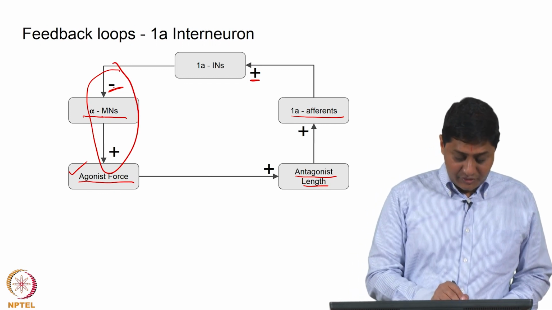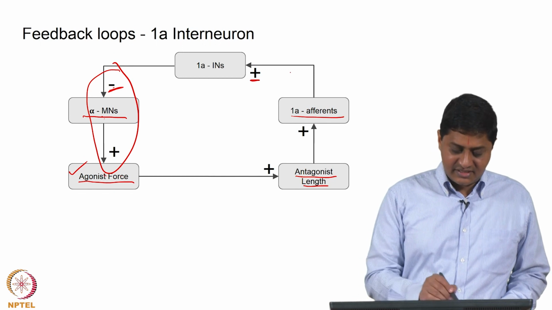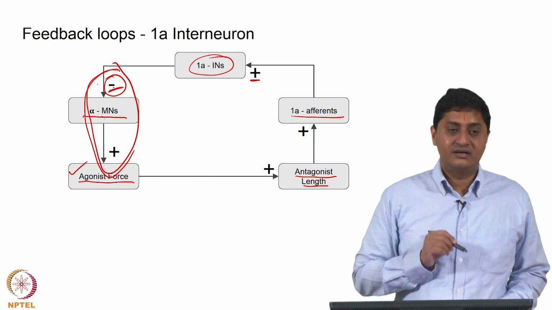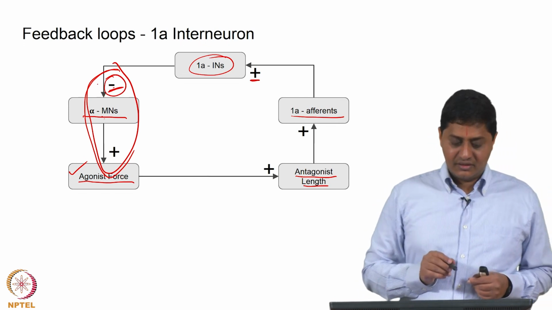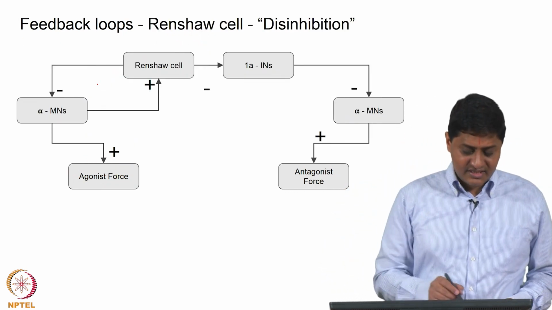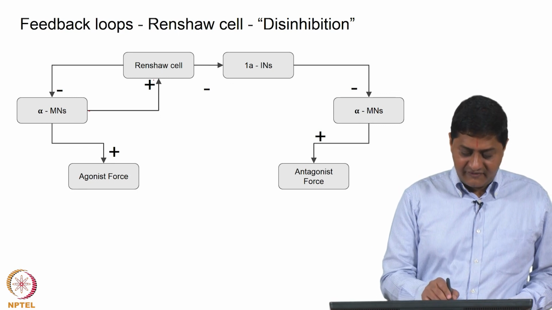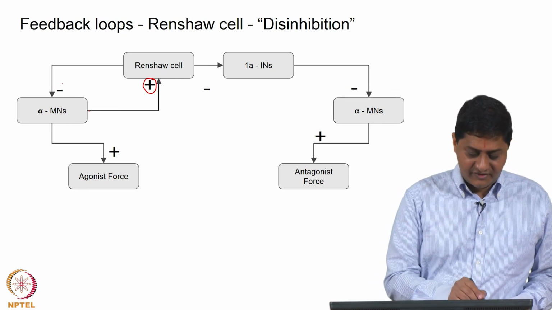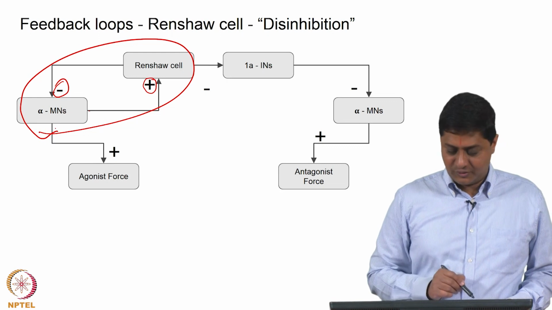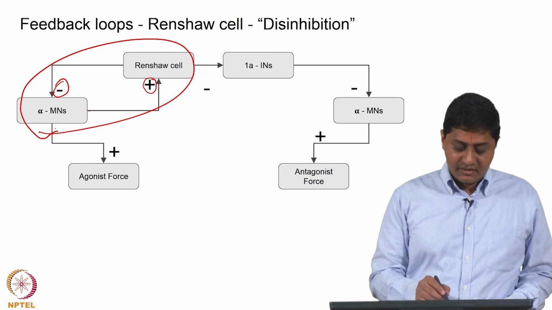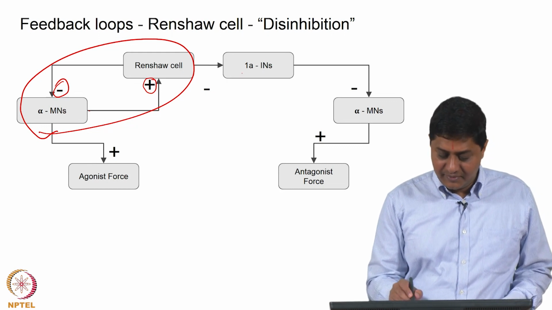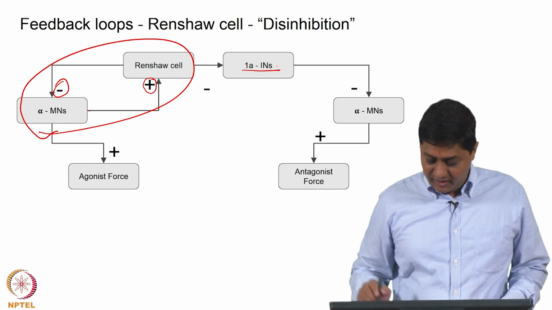As soon as this alpha motor neuron fires, there is a balance that is brought about by the action of the 1A interneuron sending this negative information. This is the first negative feedback loop that you see. Then we saw the case where the alpha motor neuronal pool activates the Renshaw cell, which further inhibits the same alpha motor neuronal pool, that is the second feedback loop. Then we also saw that this Renshaw cell not only inhibits the alpha motor neuronal pool, but also inhibits the 1A interneuron of the antagonist.